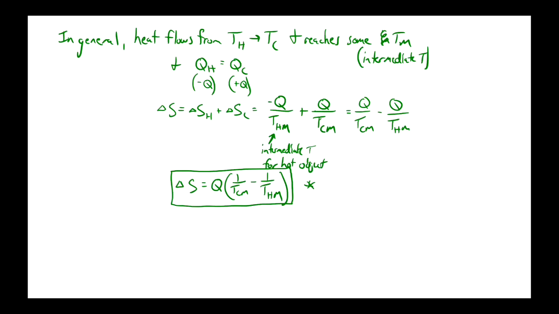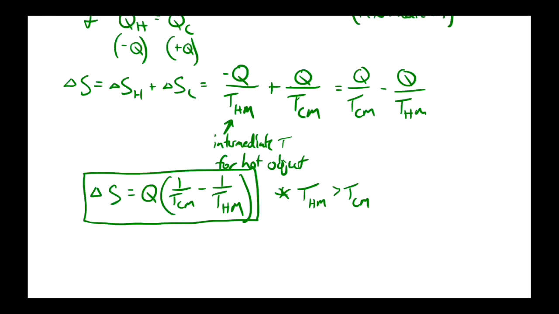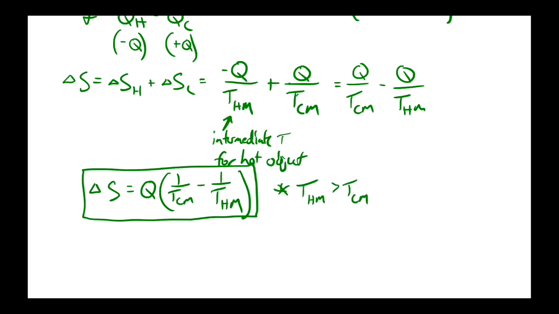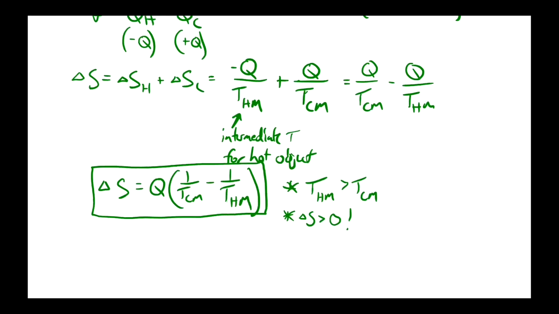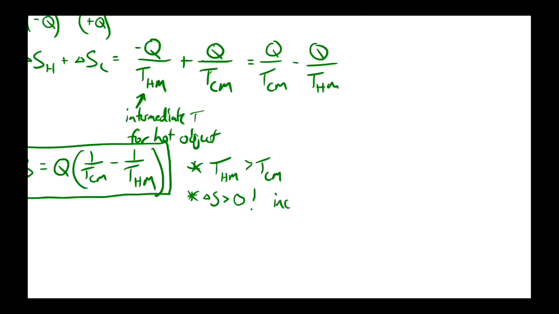We can add one thing to this. We always know that THM is going to be greater than TCM, right? Just think of the last problem. The average or intermediate temperature for the hot object always has to be greater than that for the cold object. So we know from this particular equation that the change in entropy in all of these cases is going to be positive, which is exactly what I would expect. Okay? That second term is going to be smaller than the first term, and we're going to get a change in entropy that's positive every time. Everything's toward increasing disorder.